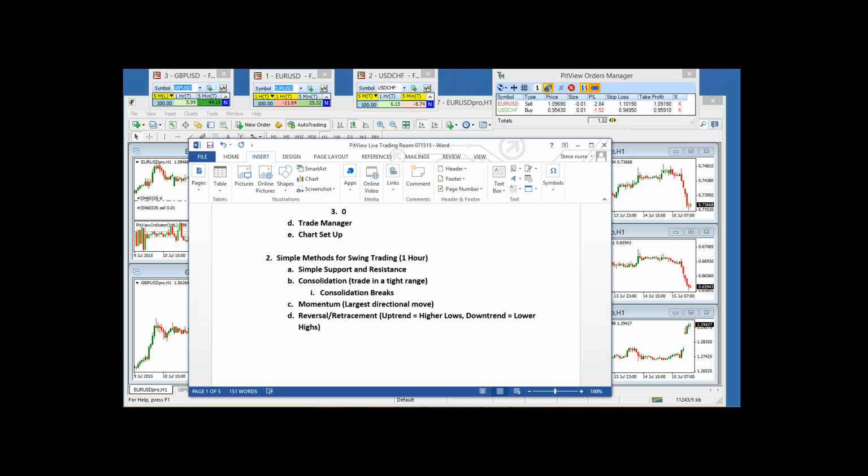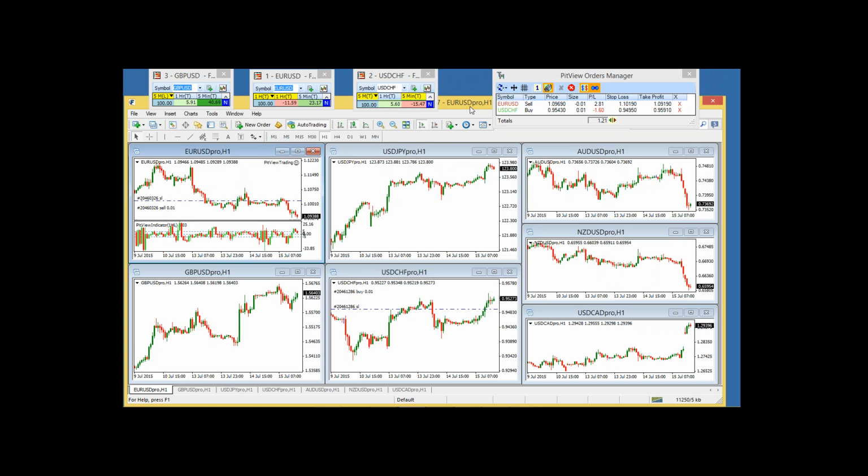Consolidation breaks are a big thing for us. When the market is consolidated, when it's trading in a tight range, PitView does not work very well at all, nor does any indicator when the market is moving tight in a range sideways. When something is in a tight range, I'll pull up an example here for you.